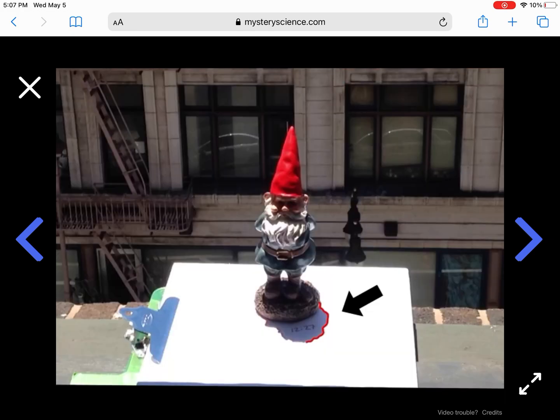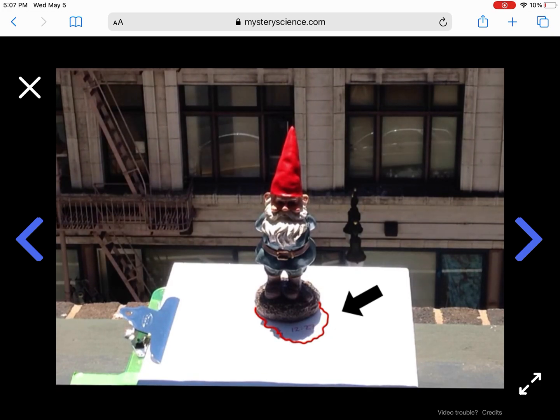When I marked the shadow of this statue by the window, it didn't seem like the gnome's shadow was moving. But if we watch it slowly over time, we can see that it is moving. Very, very slowly. Look, you see that? It's moving. That's because the light is moving. In other words, the sun seems to be moving.